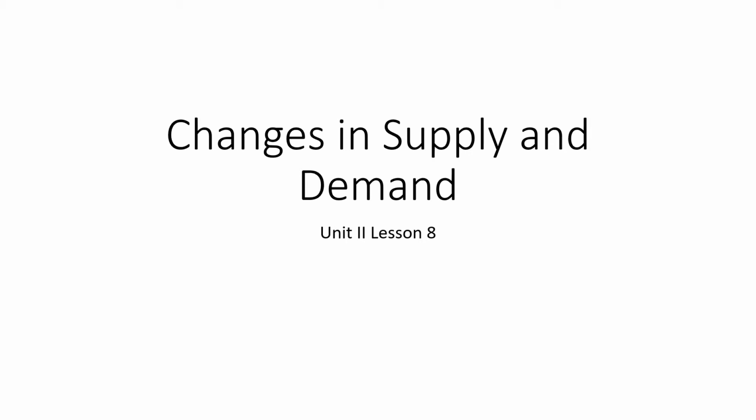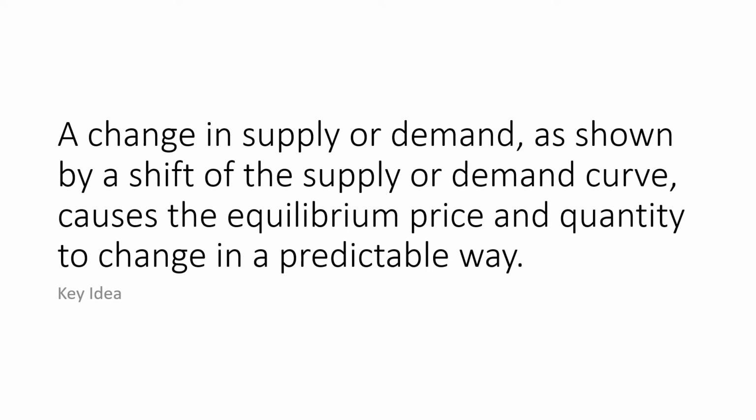So let's get started. The key idea for this lecture is that a change in supply or demand, as shown by a shift on the supply or demand curve, causes the equilibrium price and quantity to change in a predictable way.